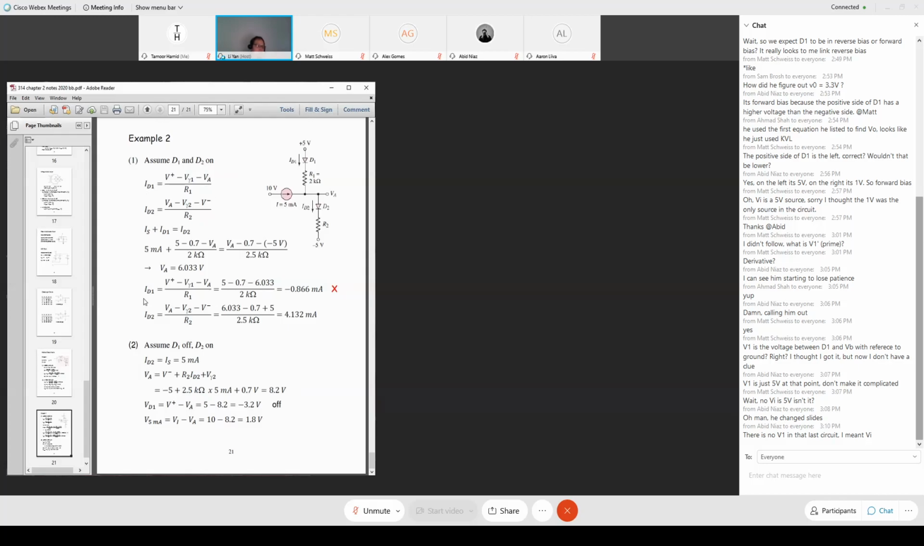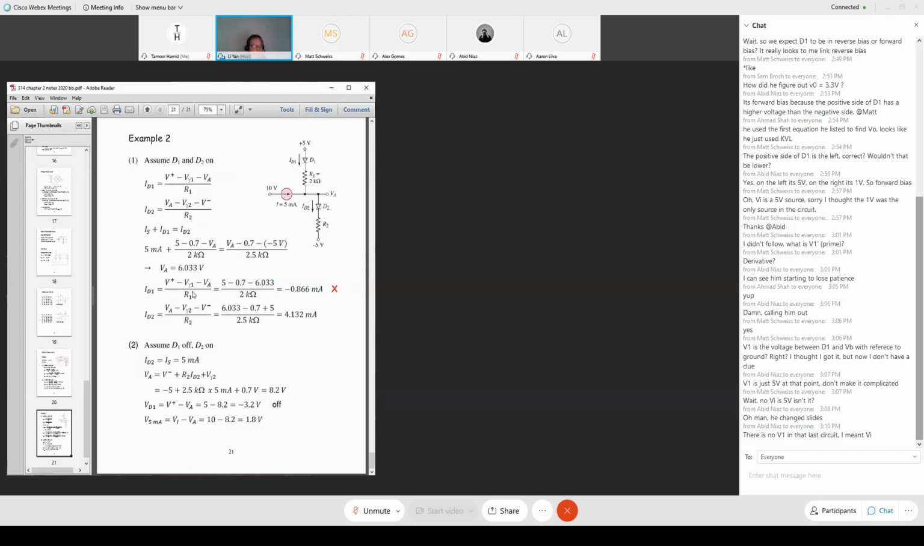So basically, once I find this value VA, I calculate ID1. I repeat this equation here, with V plus 5 volts, V gamma 1.7 volts. Now VA, I'm able to substitute the value of 6.033 volts, divided by resistance R, so it's 2 kilo ohms. It's here, so this R2, 2 kilo ohms. Well, unfortunately, I also get a negative current. So there's something wrong in determining the current ID1. ID2, I use this formula. All the calculations seem normal. So something wrong is ID1.